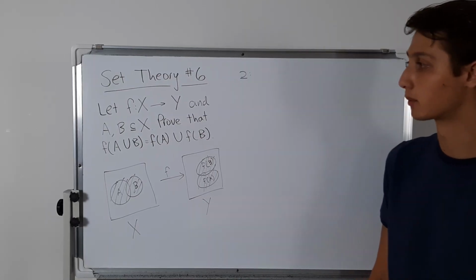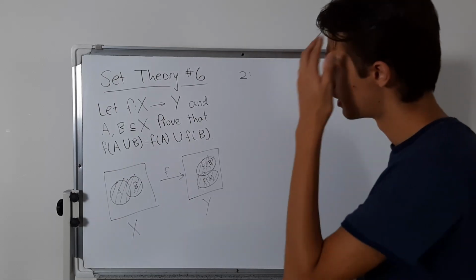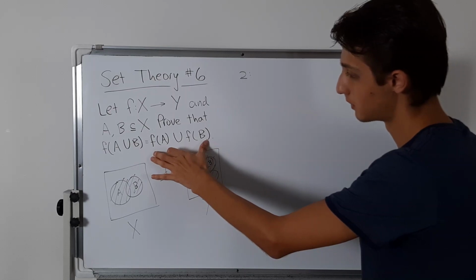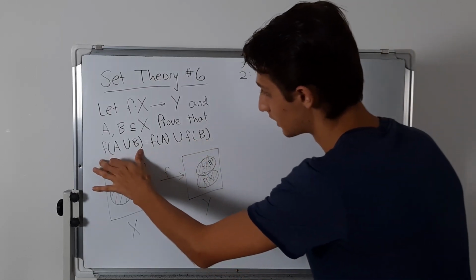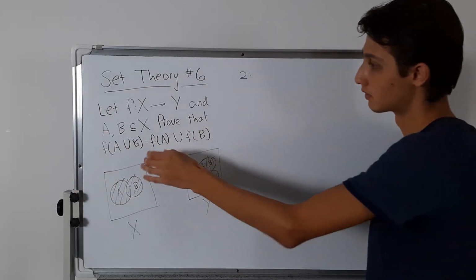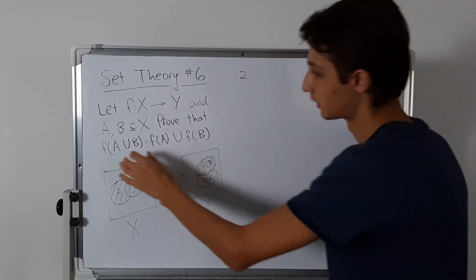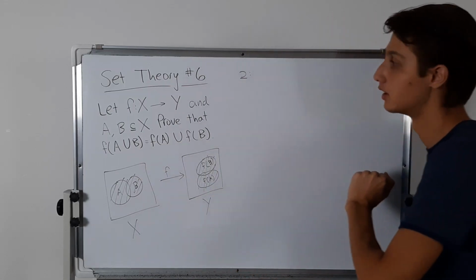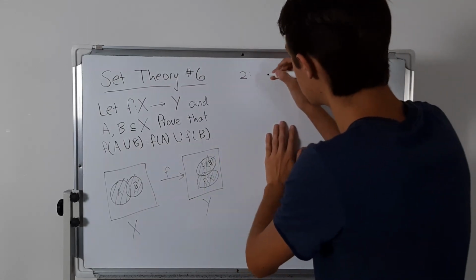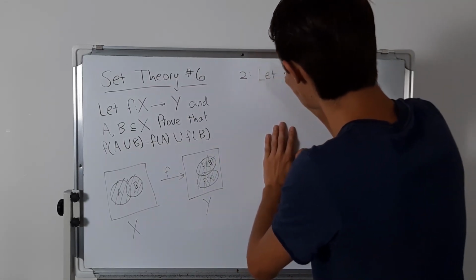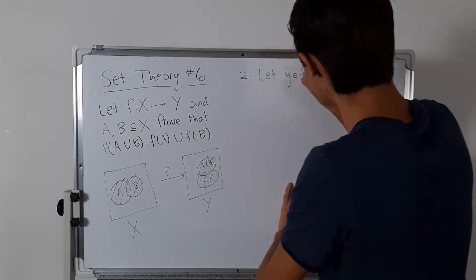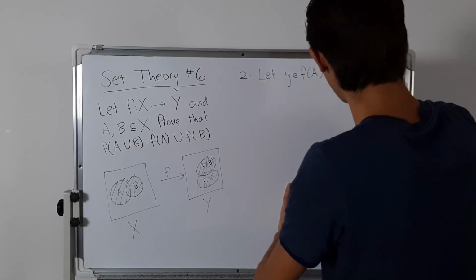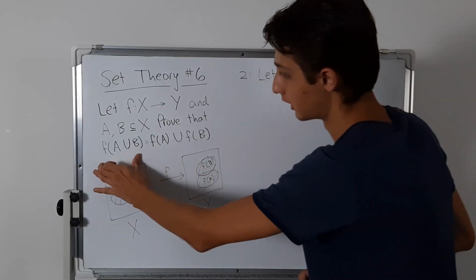To go the backward direction, we want to show that f of A union f of B is a subset of f of A union B. In other words, the reason why I drew it backwards is because f of A union B is a superset of this guy. So we're going to start by saying let y be an element of f of A union f of B, and we're trying to show that y is also an element of this guy, right?